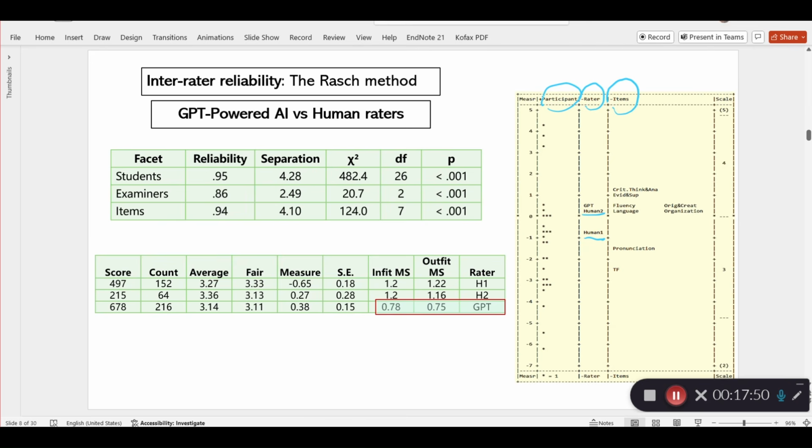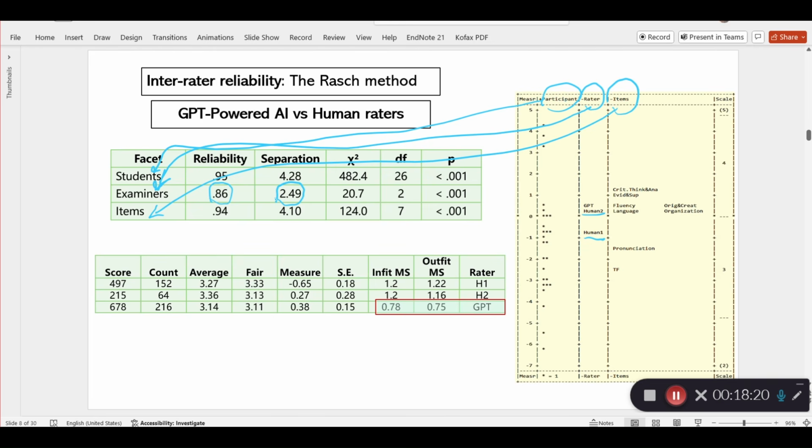Each of these facets also has one reliability estimate associated with it. For participants, we have student reliability, or I mean they're used synonymously. For raters, we've got rater or examiner reliability, and for items we've got item reliability. Now let's focus on examiner reliability, because we're talking about external reliability. We've got a high reliability here, and we've got something which is called separation.